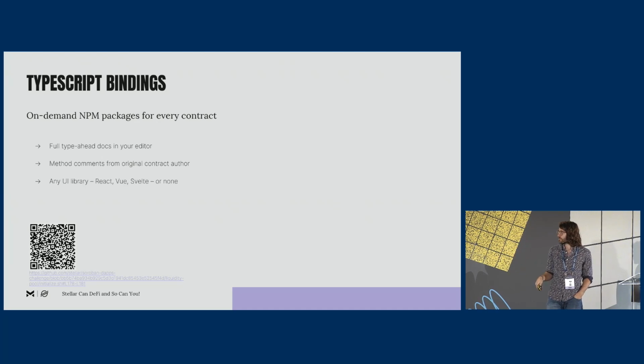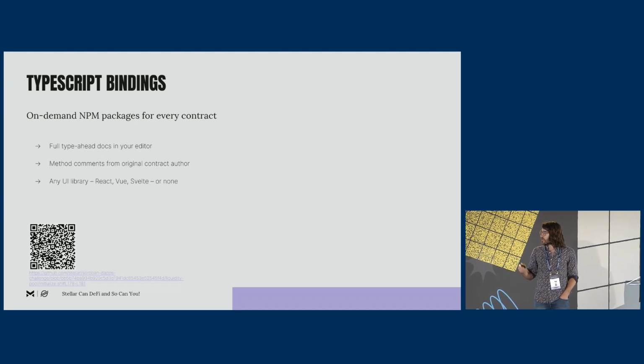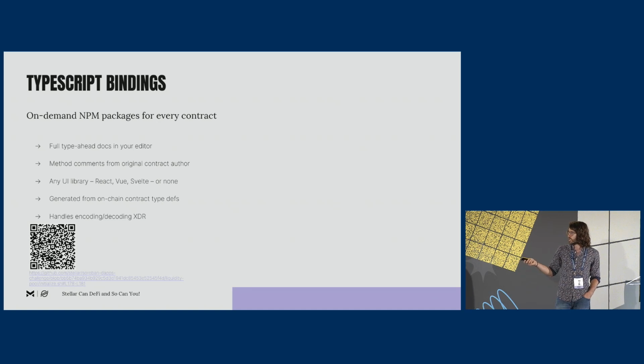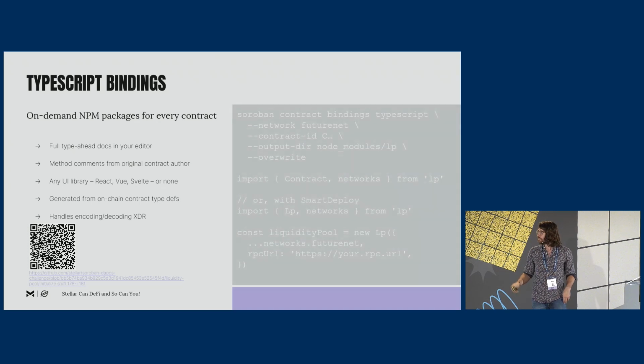Comments from original author. It also then works with any UI library. It's not React specific. It's not Vue specific. You can use it with Svelte, or you can use no UI library at all. And it's generated from the on-chain contract type definitions. It handles some of the trickiest parts of Soroban. XDR, if you've had to hand author XDR at all, it's no fun, very error prone. This handles a lot of that for you.